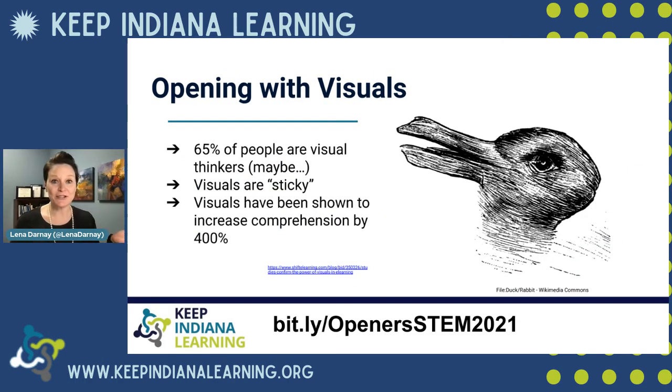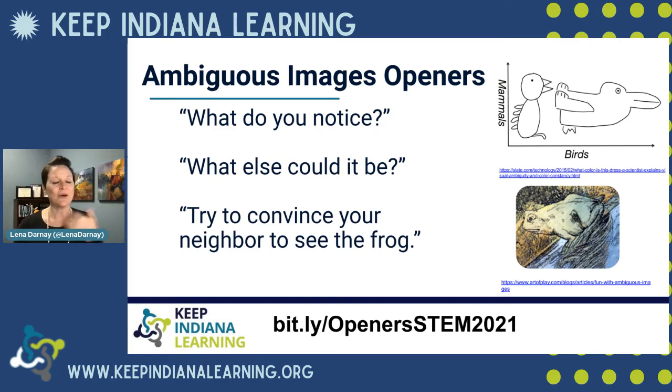So this image with the duck and the rabbit is kind of a classic ambiguous image where some people are like, oh, no, that's obviously a duck. And some are like, no, that's obviously a rabbit. So I love using ambiguous images as openers because it starts that conversation, especially when you're just trying to get those processes warmed up. But imagine you're trying to get students to support with evidence, right?